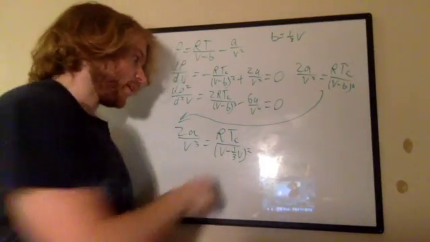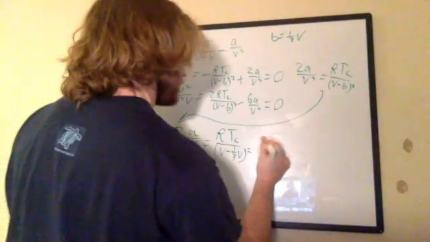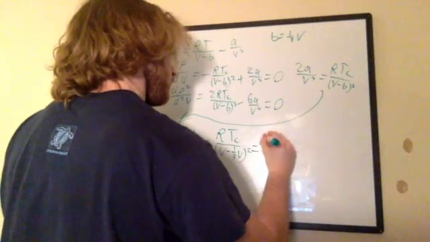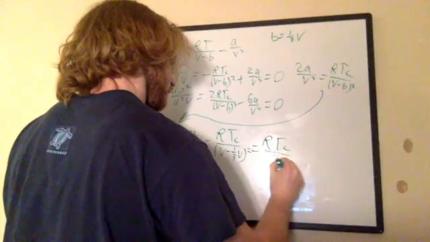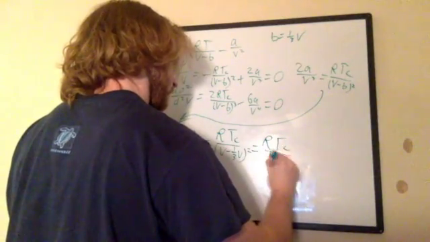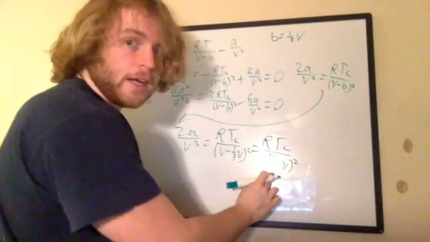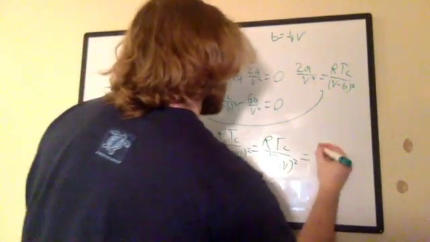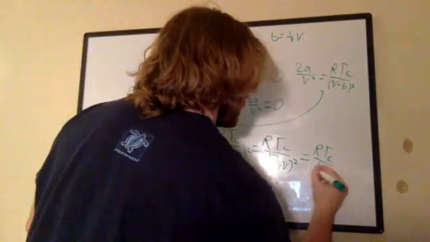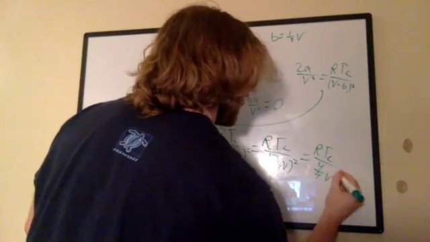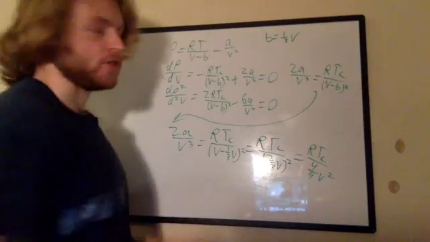Alright, now we're just going to subtract these. This is going to go to 2/3 v, and we're just going to square that. So we're going to get RTC over 2/3 v, and that's all going to be squared. And then we can just go ahead and square that. That's going to give us 4/9 v squared, so we're going to get that is equal to RTC over 4/9 v squared, like so.